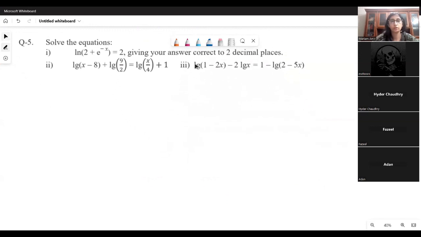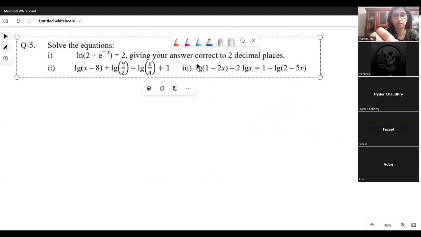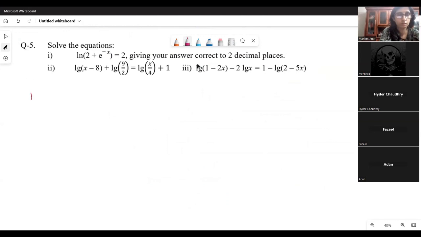Okay, let's start with part 1. ln bracket x plus e power minus x equals 2. Solve this equation giving answer correct to 2 decimals. So, what should be the first step?